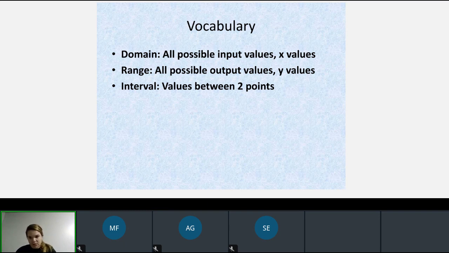Okay, so just a little bit of vocabulary review. Domain is all of our possible input values, or it's all the X values. We can also call it the independent variable. Okay, and then range is all of our possible Y values. We can also call it our output values, or we can call it our dependent values. And then an interval. So if we talk about an interval, like interval notation or inequalities, give us an interval. So that's basically all of the values between 2 points or 2 numbers.